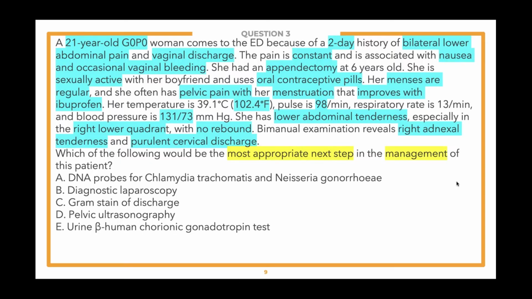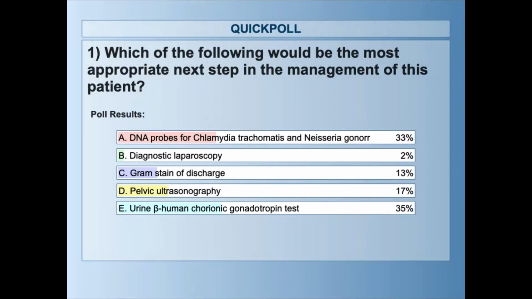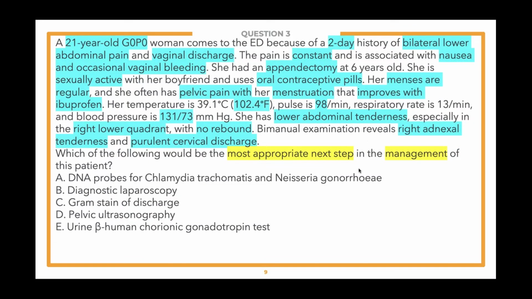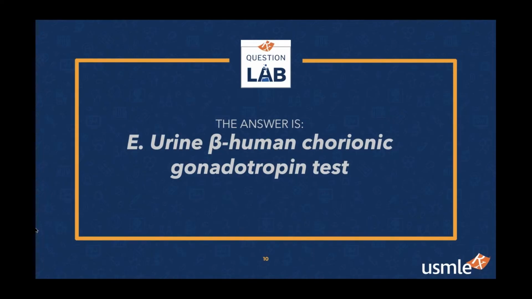Let's take a look and see what you selected. So it was close. 35% of you selected urine beta human chorionic gonadotropin test, and 33% of you selected DNA probes for chlamydia and gonorrhea. So let's see what the correct answer is. And the correct answer is indeed E, and 35% of you got it right. So great job, everyone. Let me hand it off to Paris.